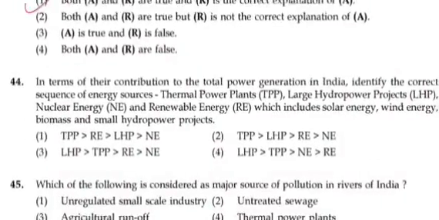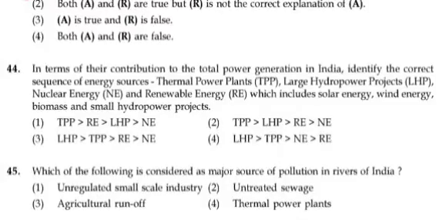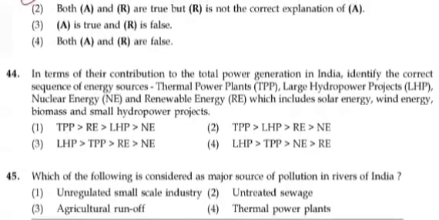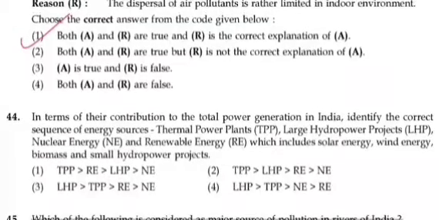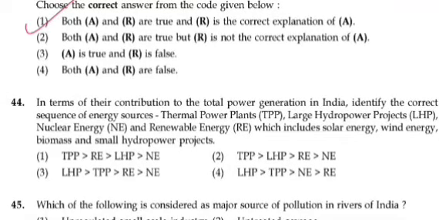44, in terms of their contribution to the total power generation in India, identify the correct sequence of energy sources: thermal power plants TPP, large hydropower projects LHP, nuclear energy NE, and renewable energy which includes solar energy, wind energy, biomass and small hydropower projects. So these are the options. Read them, then choose. 44, number 2 will be correct: TPP, LHP, RE, then NE.